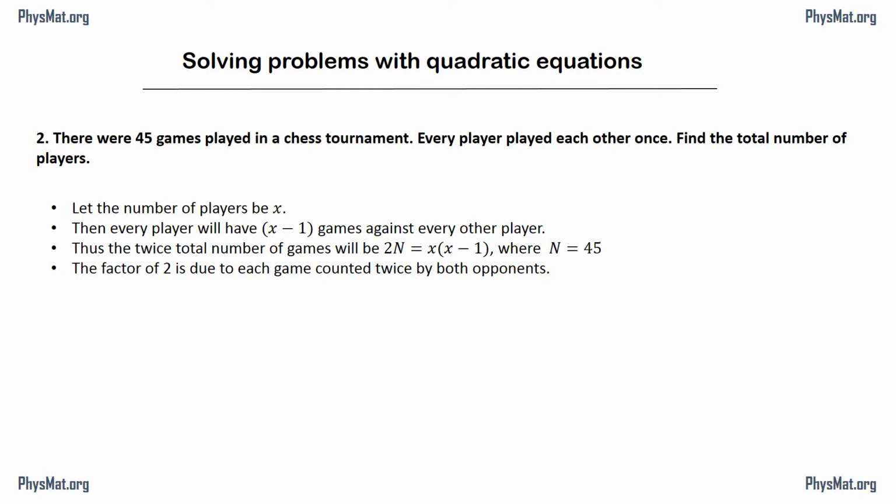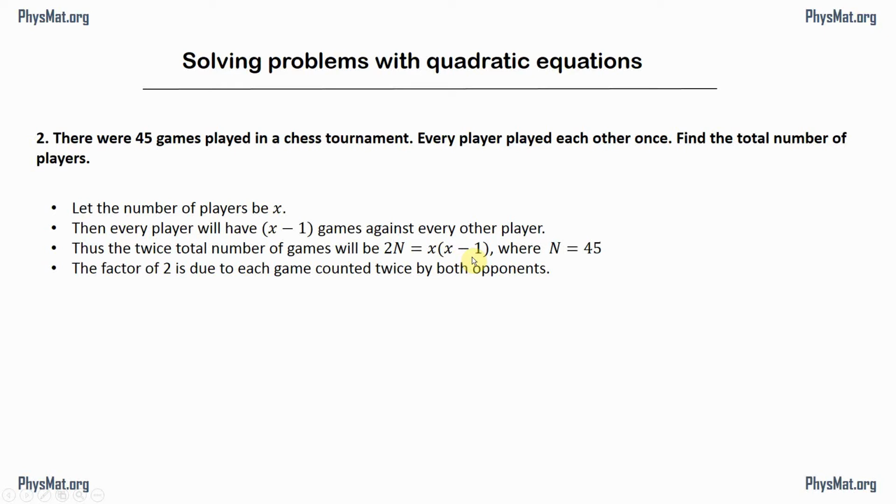If we say that the number of players in the tournament is X, then it is obvious that every player will have X minus 1 games, because he will have X minus 1 opponents. And this is true for every player. So if we multiply X by X minus 1, we will get twice the total number of games played.